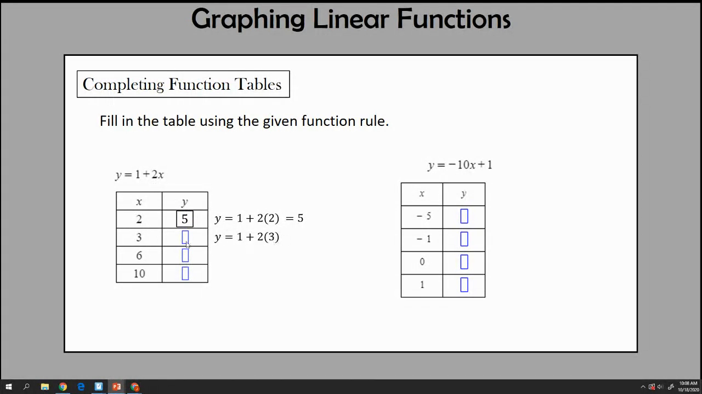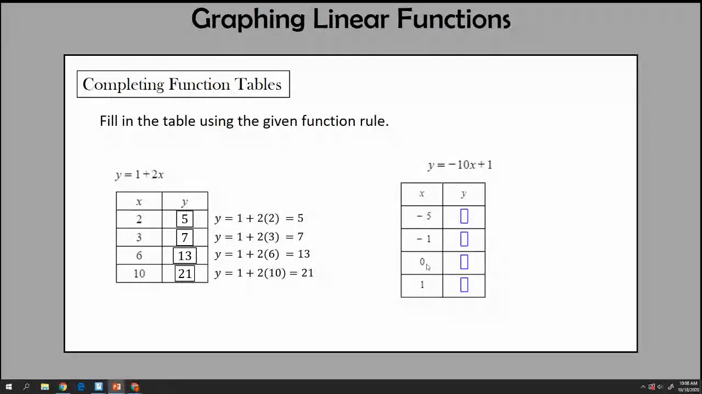Input of 3. X is 3. I'm going to replace the x with 3. I get 7. So the ordered pair 3, 7, if I graphed it, would be a point that's on this line. When x is 6, I'm going to get 13 as my answer. So the ordered pair 6, 13 is on this line. Okay, when x is 10, 21 is my answer. So an input of 10 gives us an output of 21. The ordered pair 10, 21 is on the line when we graph it.